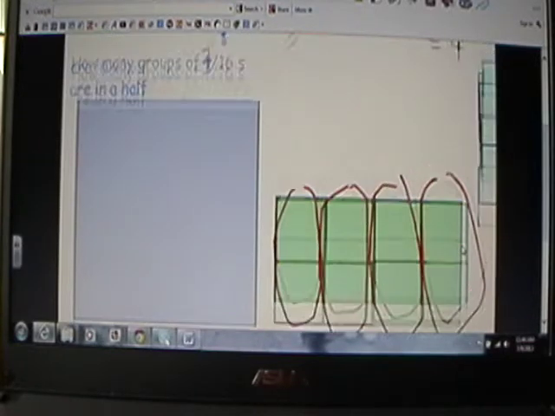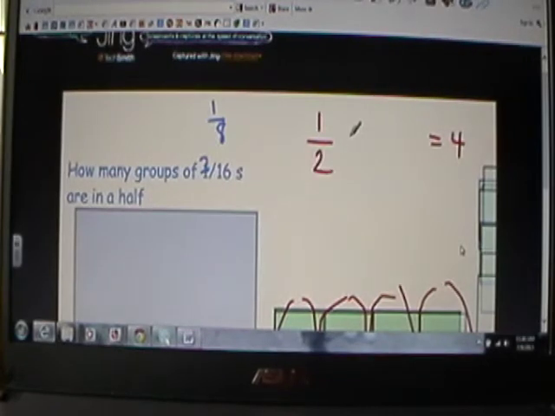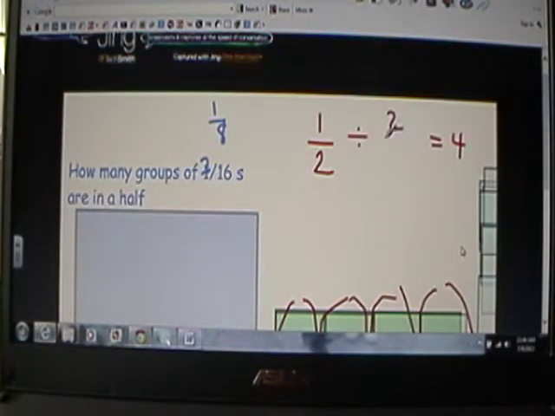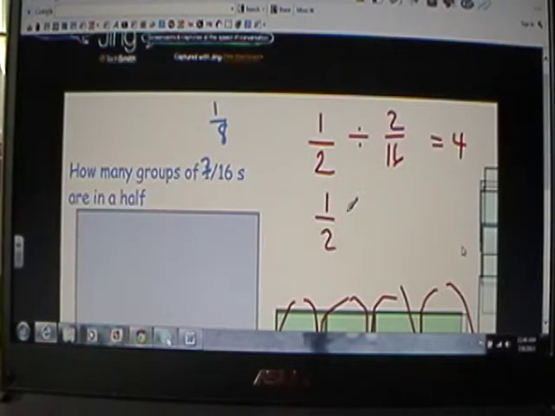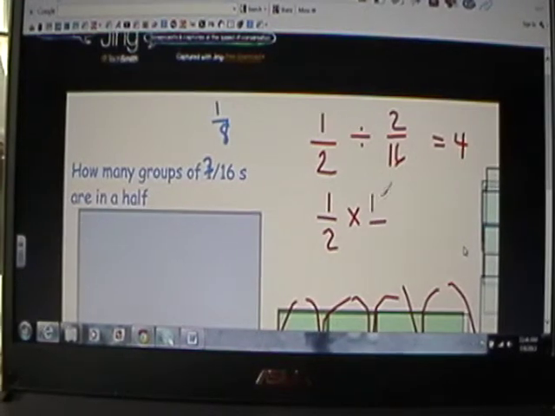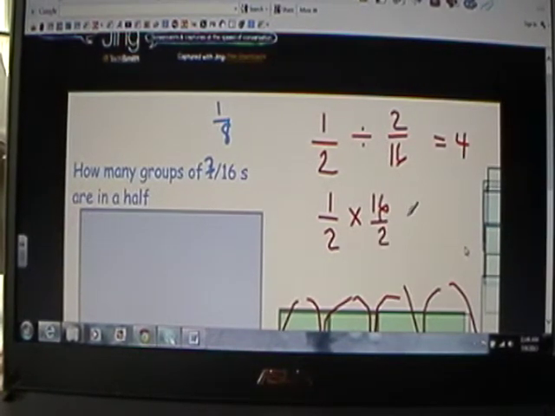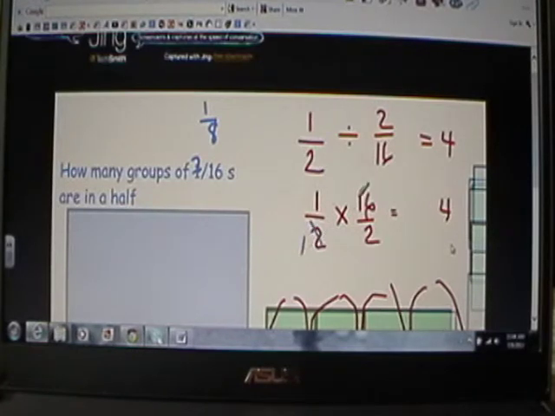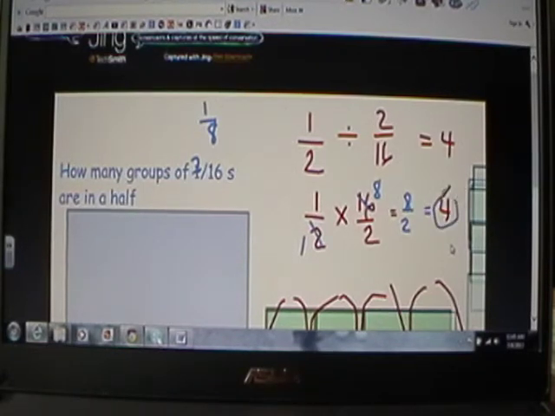Now again, we're doing 1/2 divided by 2/16, which is the same as 1/2 times the reciprocal of this, which would be 16 over 2. And we know it equals 4, so let's keep that over here. If we're going to take advantage of the ability to reduce ahead of time, we divide by 2 and get 1. We divide by 2 and get 8. 8 times 1 is 8. 1 times 2 is 2. And 8 divided by 2 is indeed 4, but of course we already knew that.